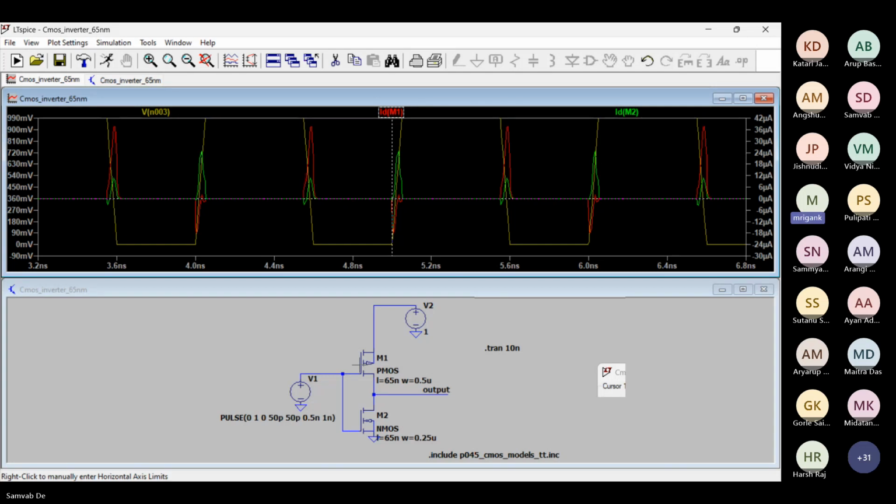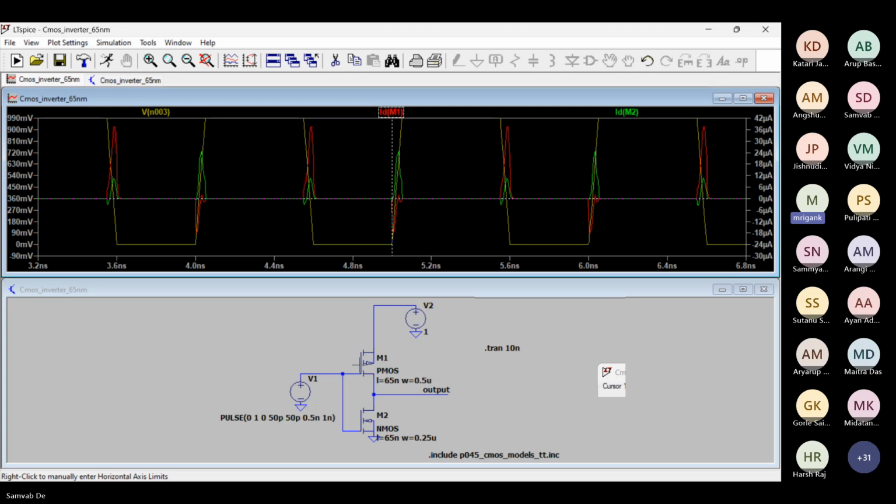So ideally, we would expect that if the input rise time and fall time is zero, a perfect step function, then at no point of time will NMOS and PMOS be turning on together. That is the ideal concept of the CMOS circuit. At no point of time should there be a static current flow between the PMOS and the NMOS. There should be no static current path between VDD and ground through PMOS and NMOS.